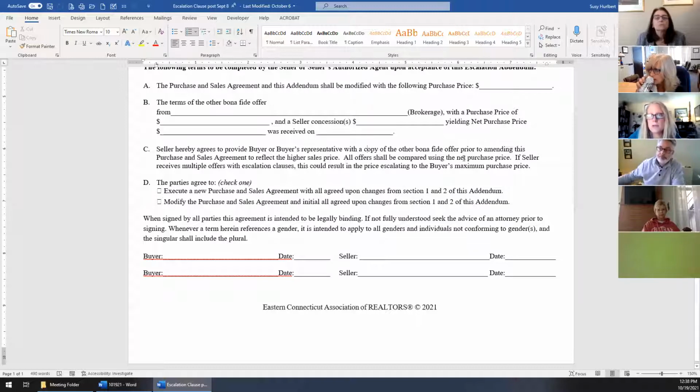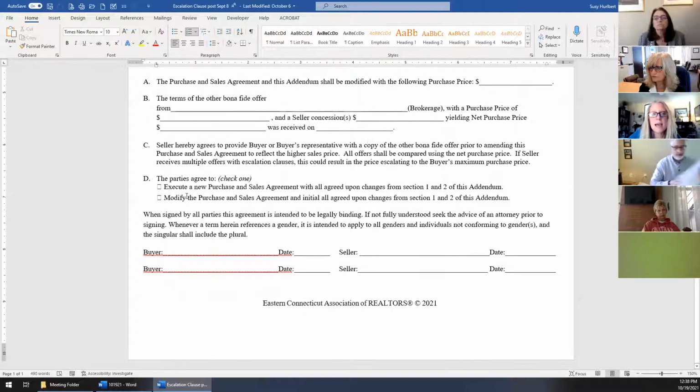All offers shall be compared using the net purchase price. It also is just a little bit of an informative sentence so that everyone understands that if the seller did receive multiple offers with multiple escalation clauses, it could result in a price escalation for that buyer, and they should know that anyway. The fourth section, or section D, indicates how you're going to write this up at this point, because you can do it in several ways. Now, if you have a cash buyer, you may just say, you know what, signing this thing and going back and having the seller sign the original contract is good enough, and crossing through and making changes.